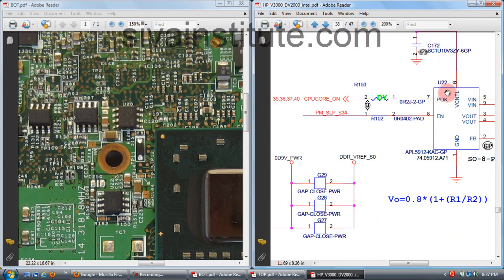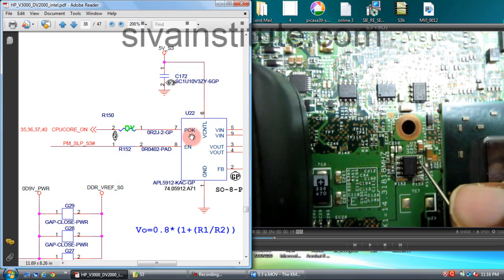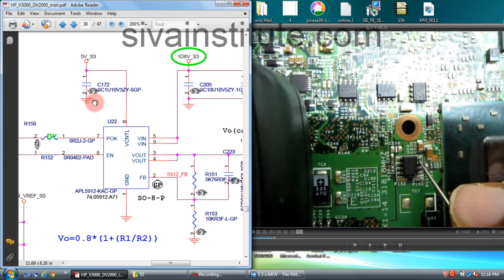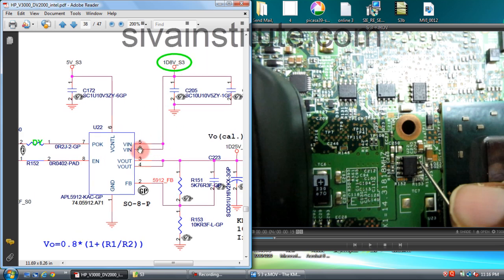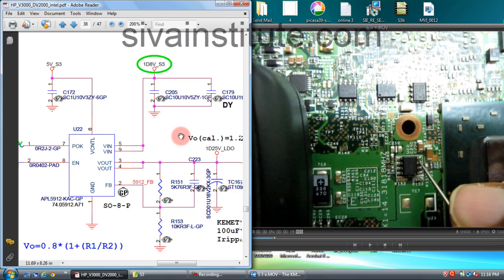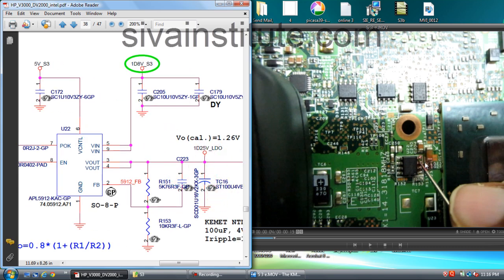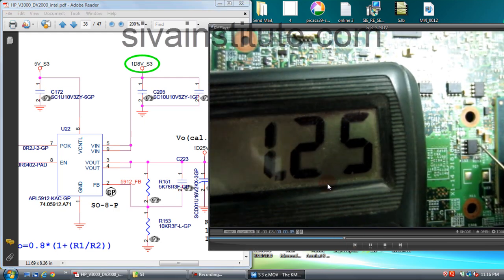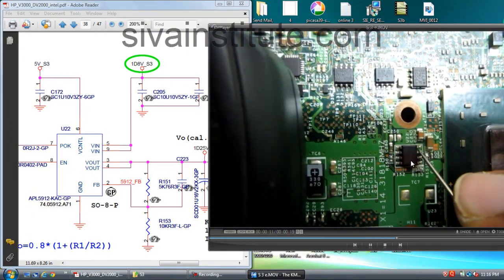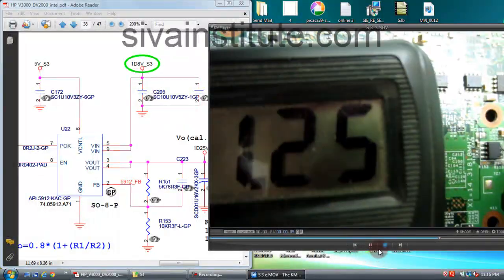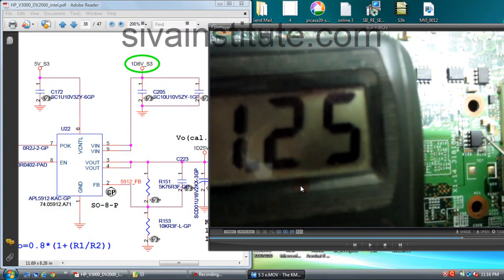This is U22. When you give voltage to this pin, enable 3.3 volts and 5 volts and 1.8 volts, after this voltage comes out from pin number 3 and 4. This is pin number 1, 2, 3, 4. We will check at this point. This is 1.25 volts regulator. We will see here 1.25 volts. See here, pin number 3 and 4, 1.25 volts is OK. So this regulator is OK.